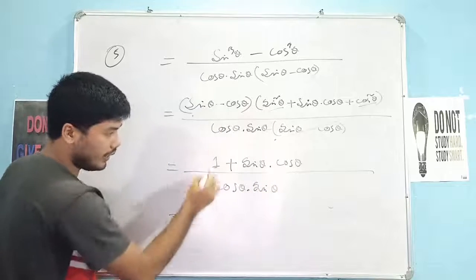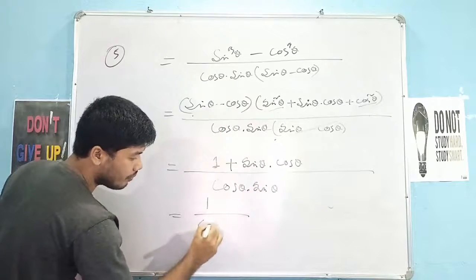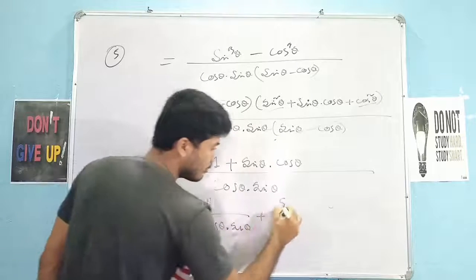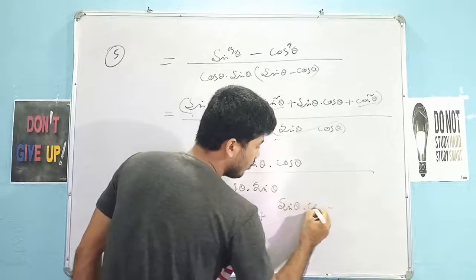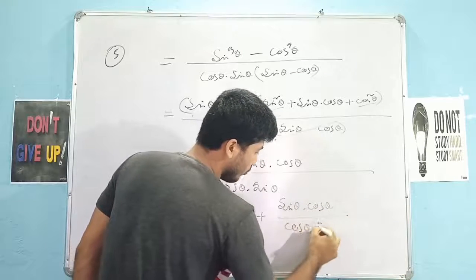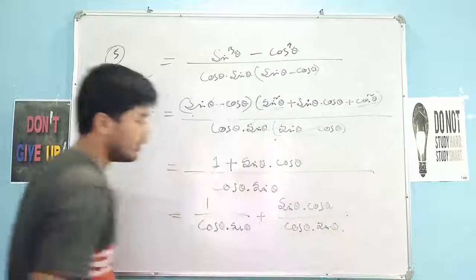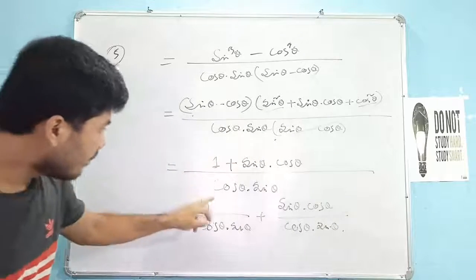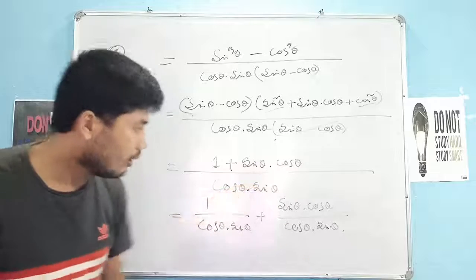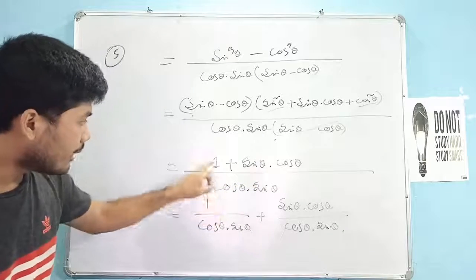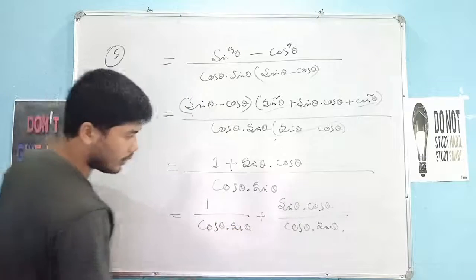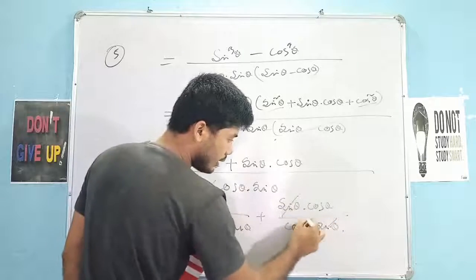Now we can write it as 1 by cos theta into sin theta, plus sin theta into cos theta by cos theta into sin theta. Can we write this? 1 by cos theta into sin theta plus sin theta by cos theta into sin theta by cos theta by sin theta. Now we are doing the division. Okay? Awesome. Now look at here. This is sin theta, cos theta, cos theta.